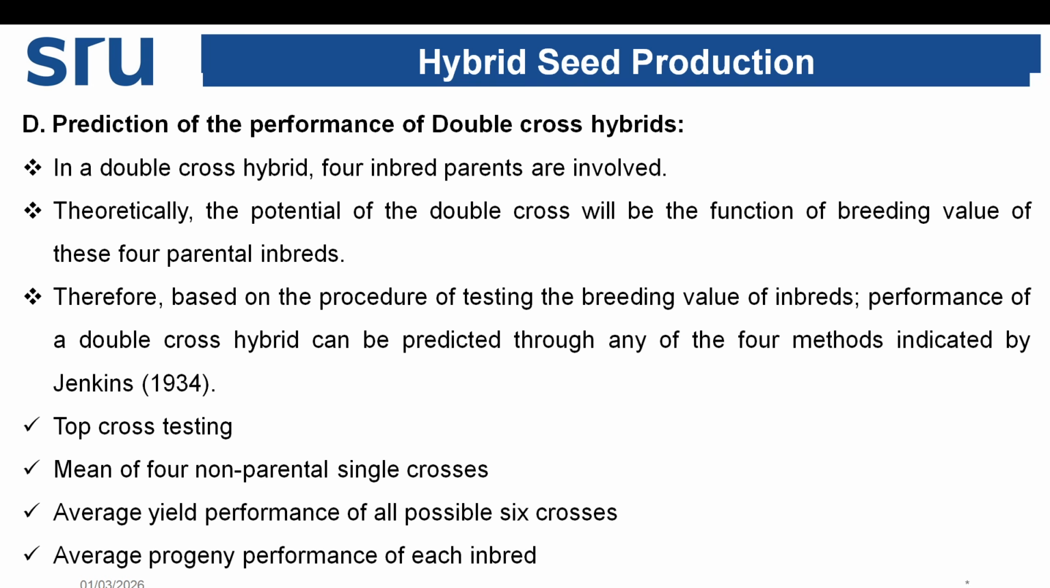So, which are those 4 methods? First, top cross testing. Second, mean of 4 non-parental single crosses. Then third, average yield performance of all possible 6 crosses. Then the last method, average progeny performance of each inbred. So these are the 4 different methods by which you can predict the performance of double cross hybrids. These methods were given by Jenkins in the year 1934.